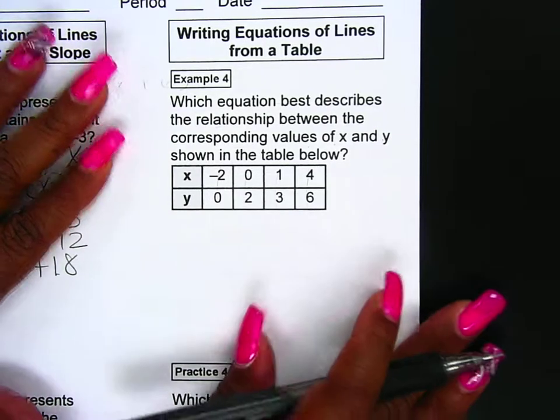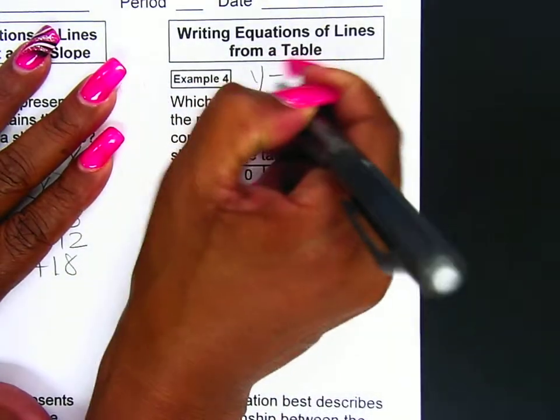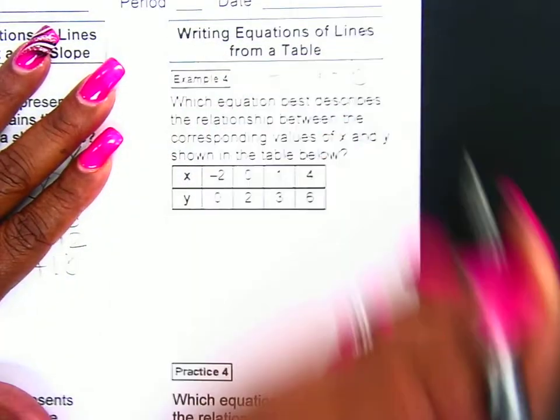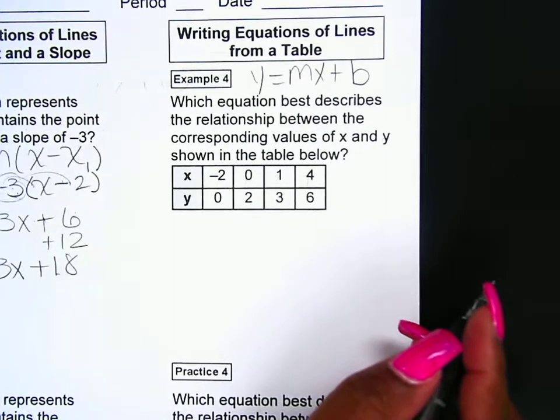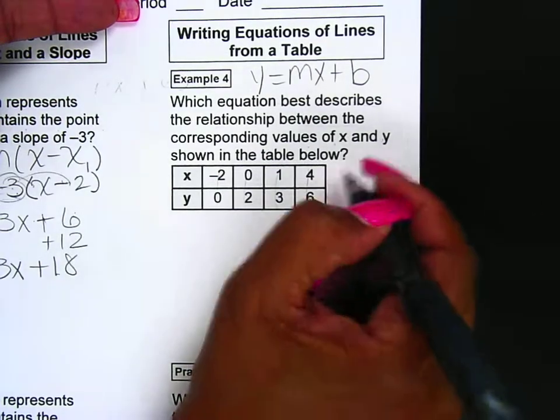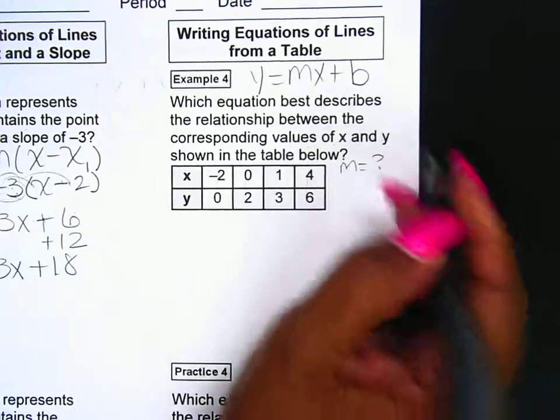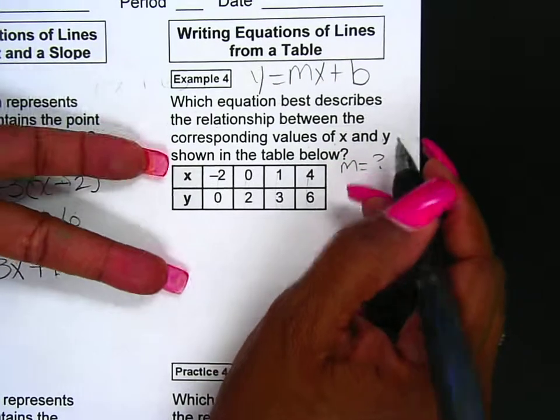What are we looking for? If we want to write it in y equals mx plus b, the slope-intercept form, what do we need? We need the slope. You're right. So we need the slope. What is the slope? And the second thing we need to know is the y-intercept.